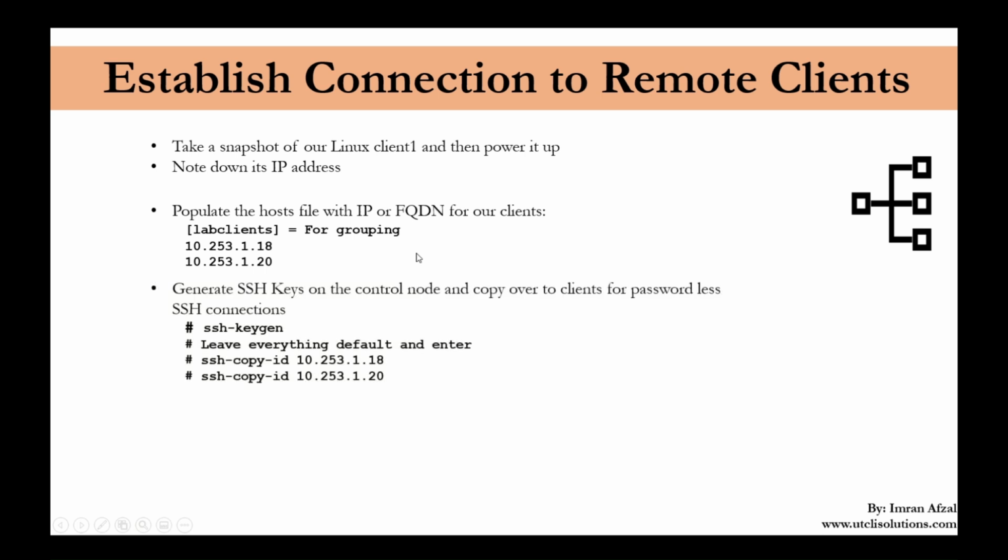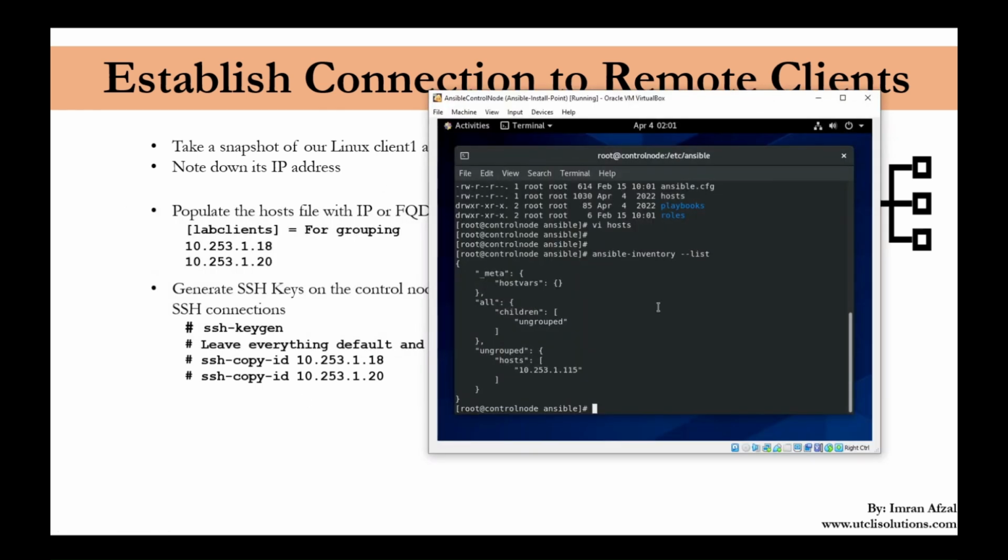All right, then what we have to do is generate an SSH key on the control node and copy it over to clients for passwordless SSH connection. So in order for the Ansible control node to execute commands on your remote clients, it has to have SSH connection without a password. And for that, there are four different steps that you have to do. All right, so let's go to our control node, which is right here.